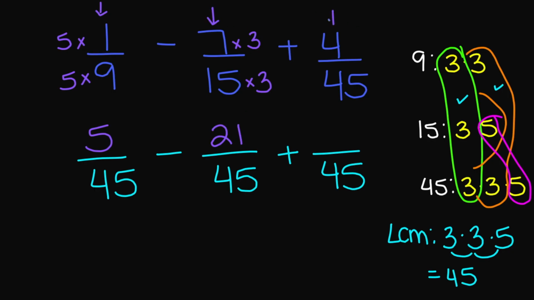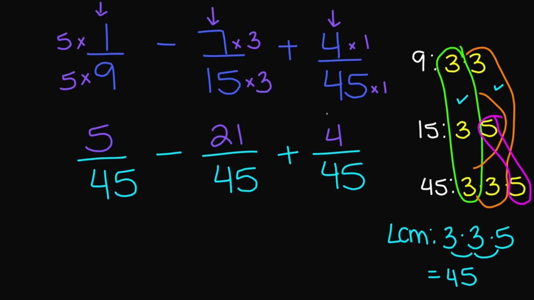Now my 4 over 45, what number times 45 is going to give me 45 in my denominator? And that's just going to be the number 1. So 45 times 1, and then you just multiply the top by 1. So 45 times 1 is 45, that's perfect. And then 4 times 1 is 4.